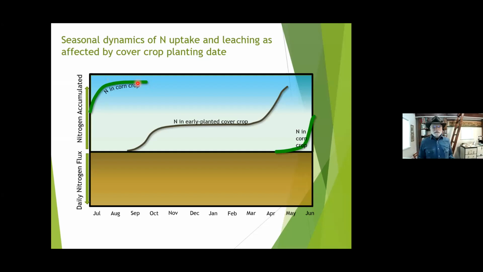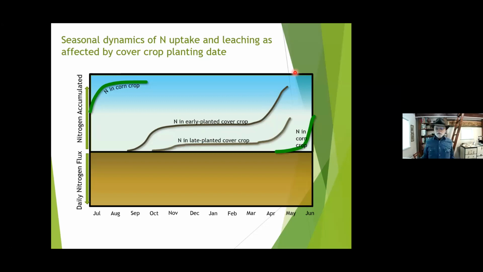If we can get a cover crop planted before we harvest the corn crop, notice we've got this overlapping by maybe a month or so. So the cover crop starts growing, and it'll be a kind of relay. Corn is quit, but the cover crop will start taking up nitrogen. It'll grow in the fall as long as it has growing degree days, kind of dormant during the winter. And then when things warm up again in March and April, it takes off again. That's nitrogen in the early planted cover crop.